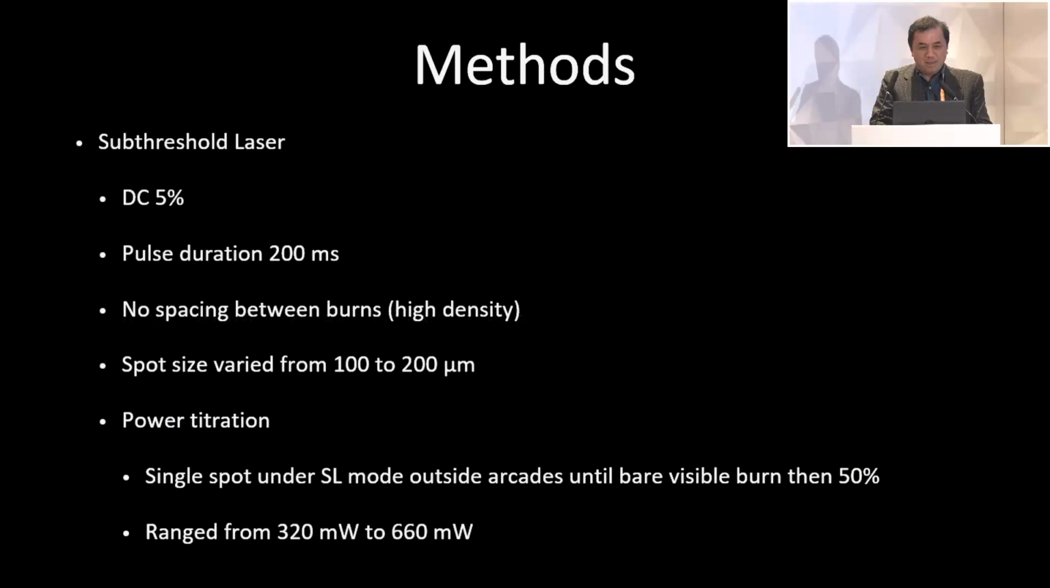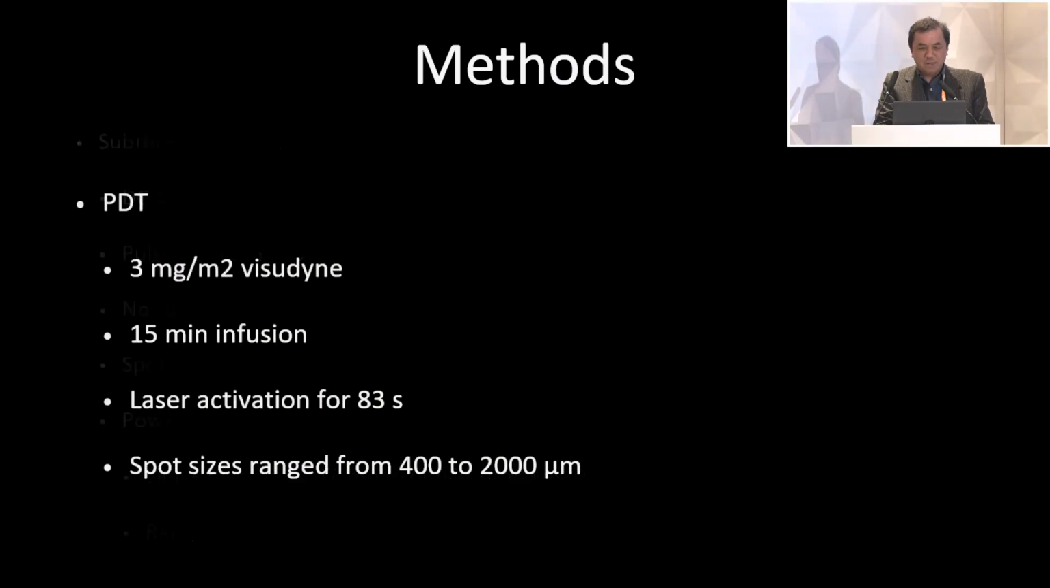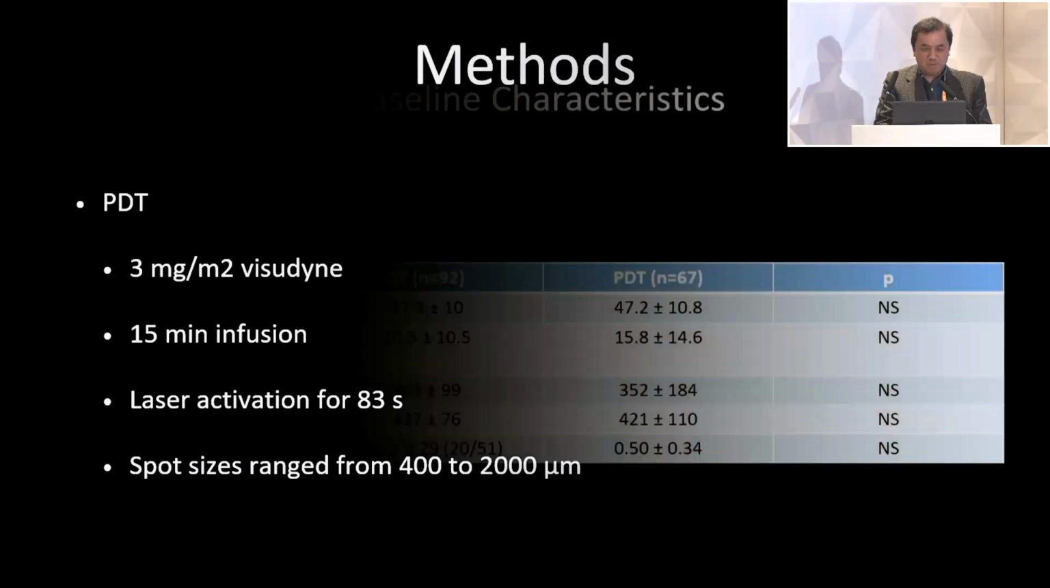months. And this is pretty much what we did with the subthreshold laser: a duty cycle of 5%, pulse duration of 200 milliseconds, and we use high density, no spacing between burns, and the spot size varied from 100 to 200 microns. We did power titration, as I explained to you earlier, and the PDT was half the dose, therefore 3 milligrams per meter square Visudyne, 15-minute infusion, and the laser activation for 83 seconds. And notice the spot size that ranged from 400 to 2,000 microns.